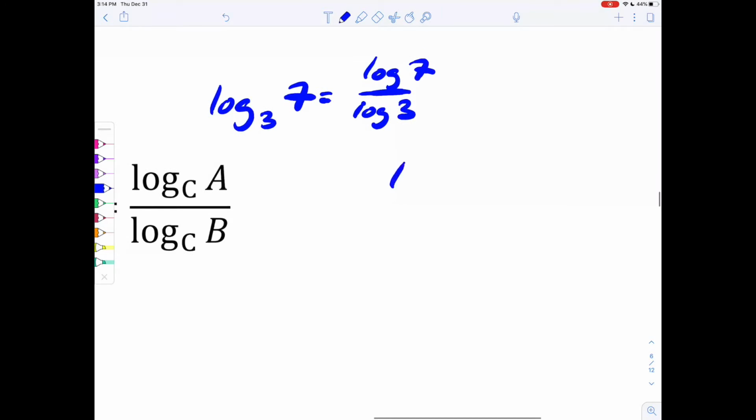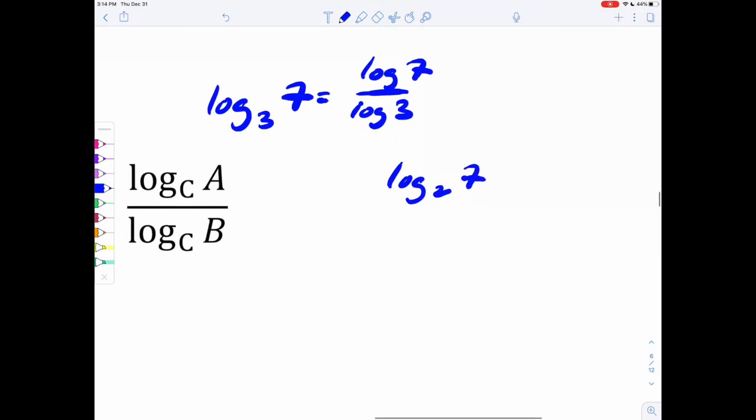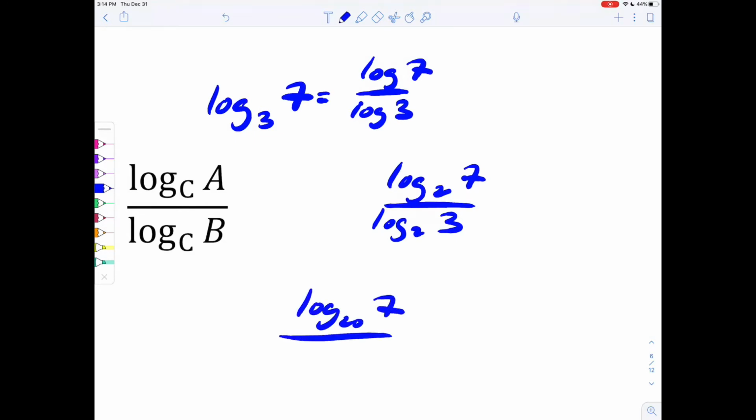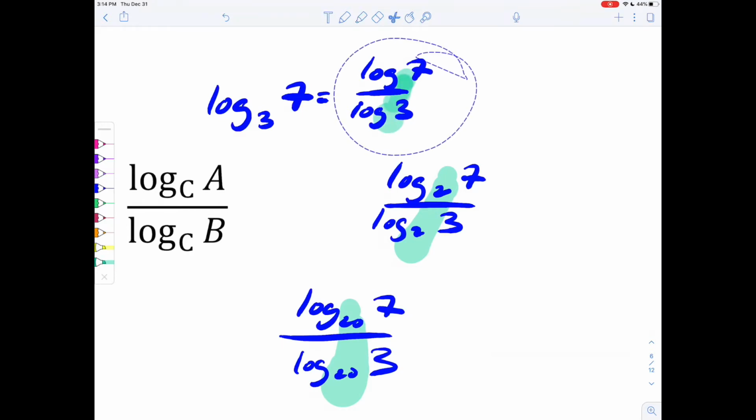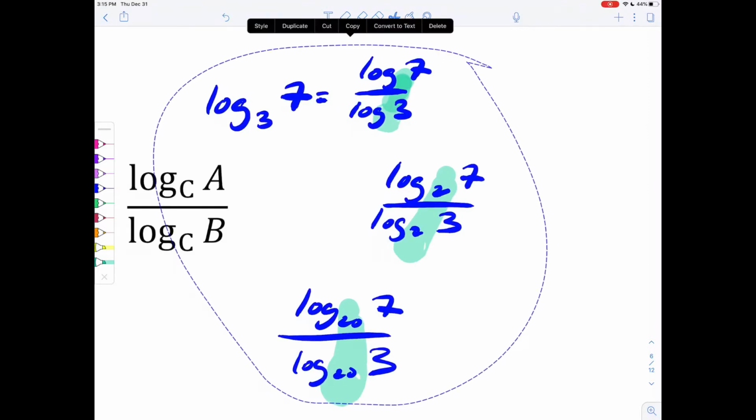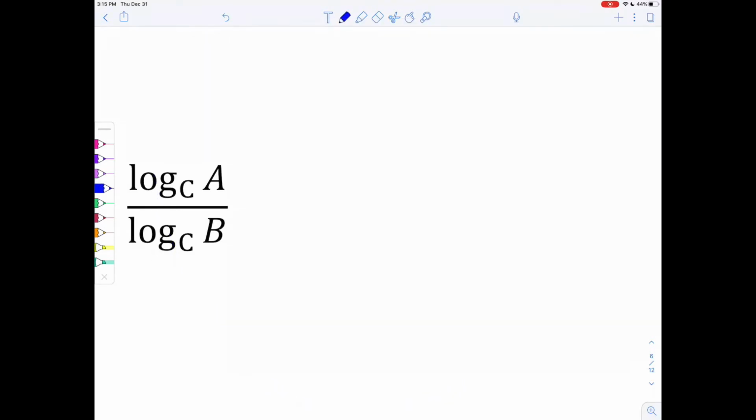We could say it's log base 2 of 7 over log base 2 of 3, or we could say it's log base 20 of 7 over log base 20 of 3, because in each of these cases, they've got a common base. The one that really helps us is the common base of 10, because that is something our calculators can handle. Let's look at the proof of this one, and then let's use it.